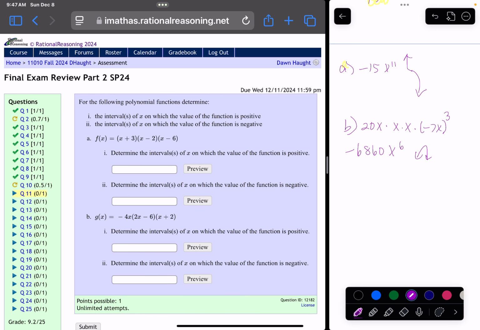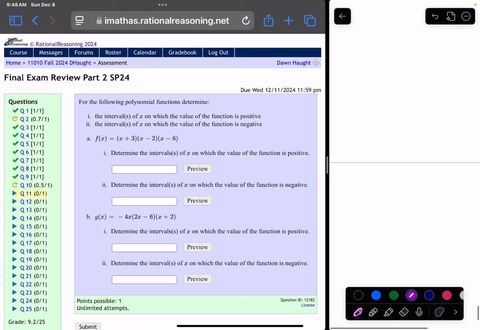Let's look at question 11, which is the interval where the function is positive and negative. I'm going to do A for you, and I am going to do A by drawing a very rough sketch of the graph, which is going to probably help with later things anyway.